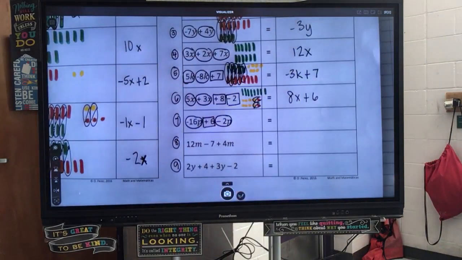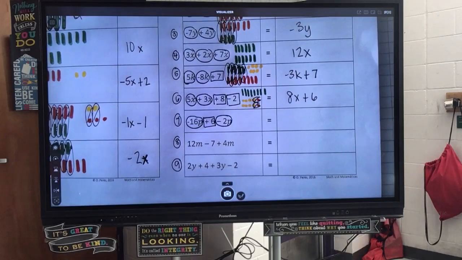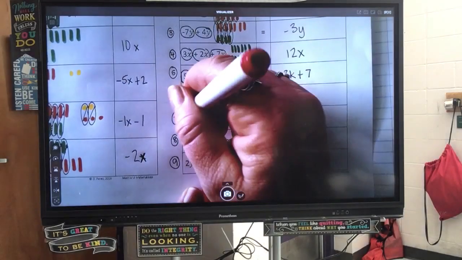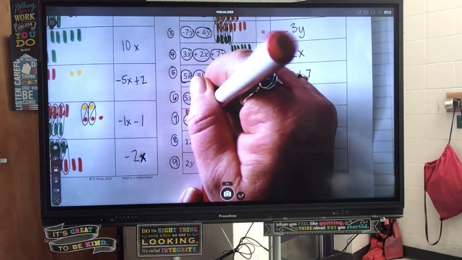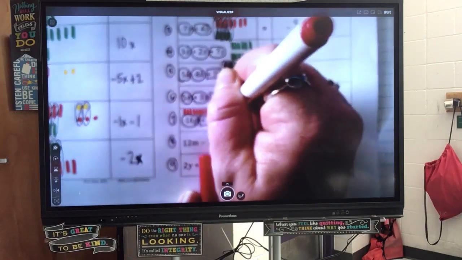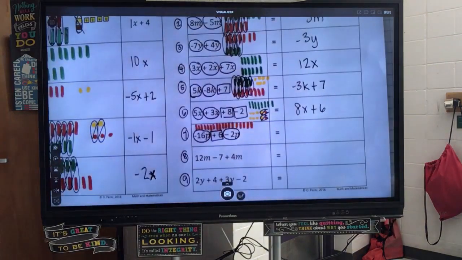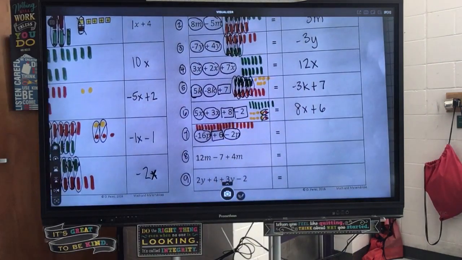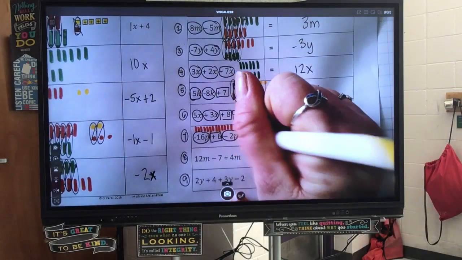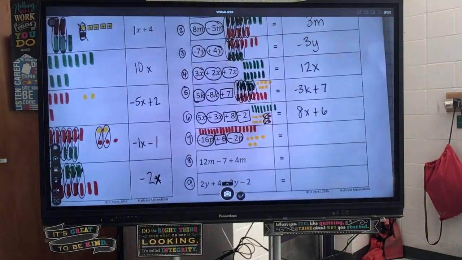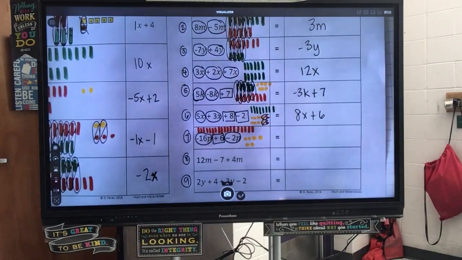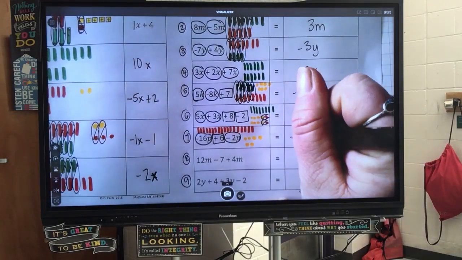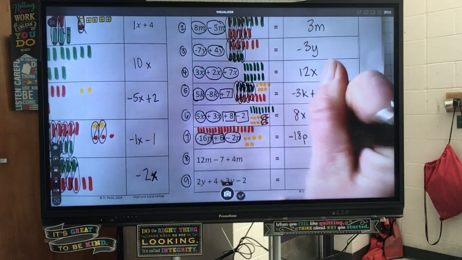Alright, so, Jonathan, how many negative variables do I have? 18. And then, Jonathan, I have a plus 6. So how many positives am I gonna have? So then, Jonathan, what is my expression gonna look like? Negative 18p plus 6. Okay.